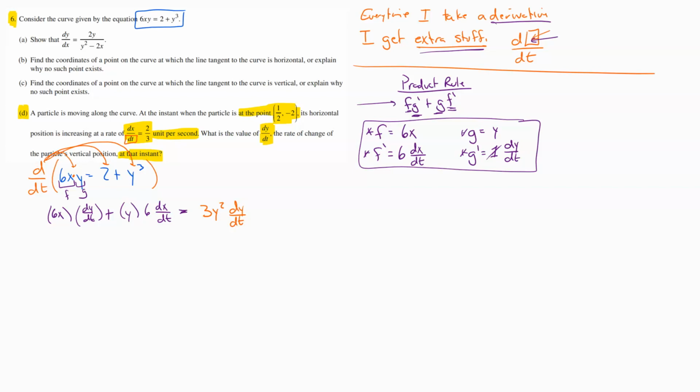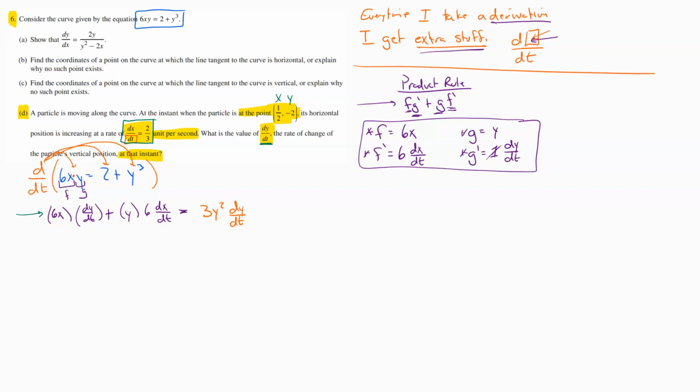But I will tell you, I personally like, when I've got numbers to work with as opposed to a whole bunch of variables, I prefer solving that algebra problem. So what you can do now is, you know a dx/dt value. That's 2/3. We know our point. That's our x and our y right there. So we can plug in for everything except what we're trying to find, which again is that dy/dt.